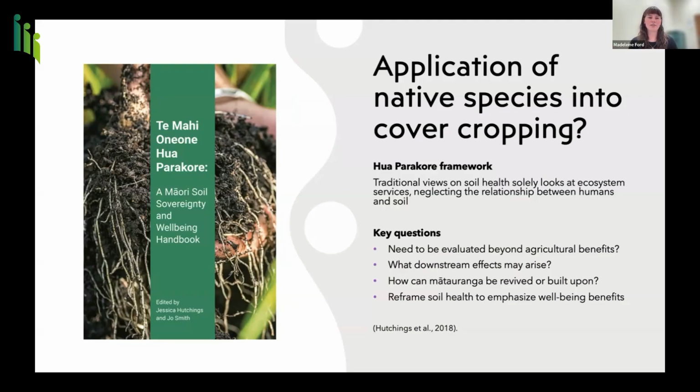Some key questions and thoughts that I had from reading this book, which I've gone through in my literature review, are that we need to evaluate cover crop choice beyond the agricultural benefits, and we need to look at what downstream effects may arise for communities, as well as how mātauranga could be tapped into, built upon, and revived within using cover cropping in a context to grow food and kai. It's also really important to reframe soil health to emphasize the well-being benefits to people, rather than just looking at the ecosystem services side of things.